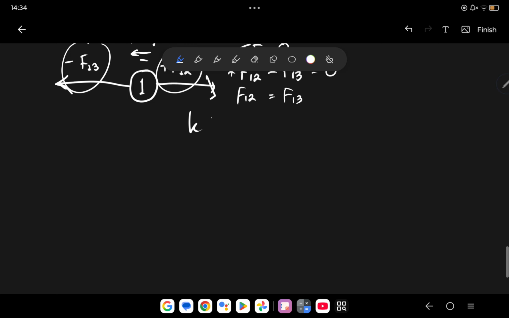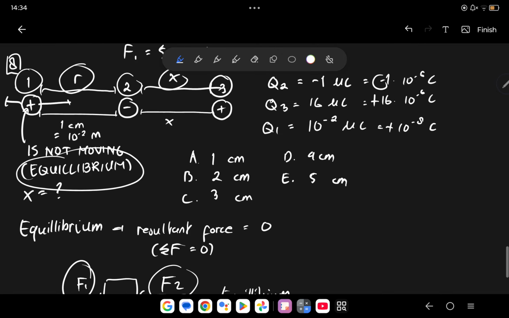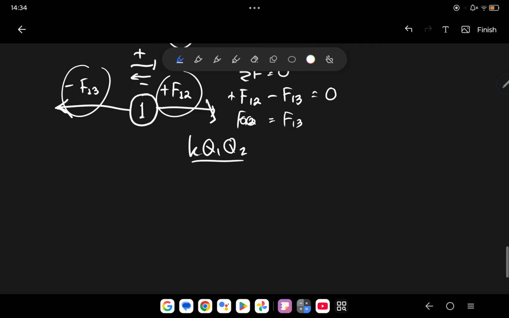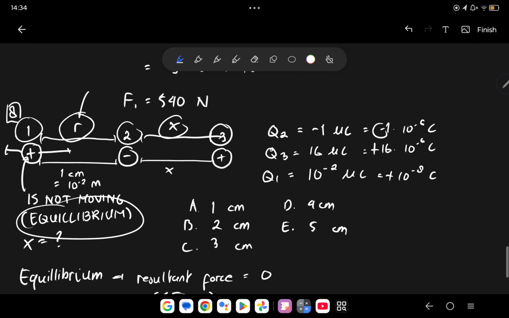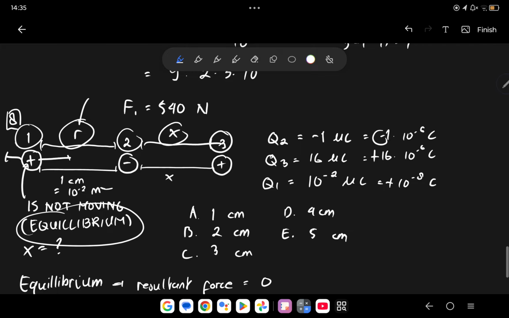So we know that k, Q1, Q2, remember, Q1 and Q2, divided by, let's call the distance between object 1 and 2 R, because this is x, this is x, and this is R. So the distance between object 1 and 2 is r, and r is equal to k, q1 and q3 this time, q1, q3 divided by the distance between object 1 and object 3.